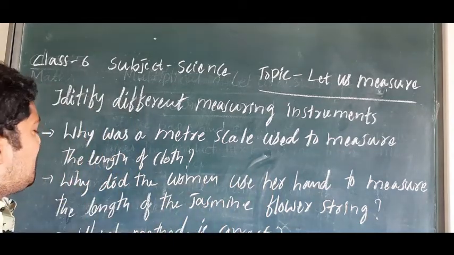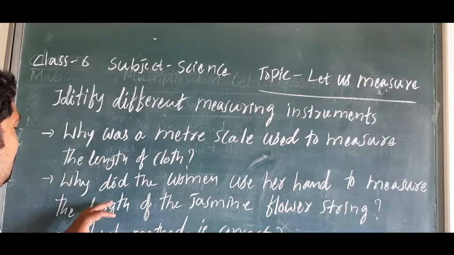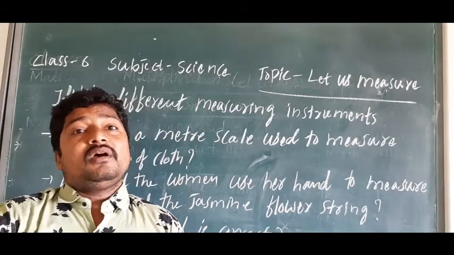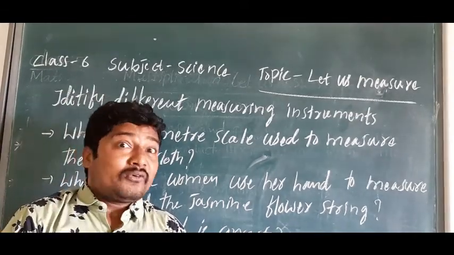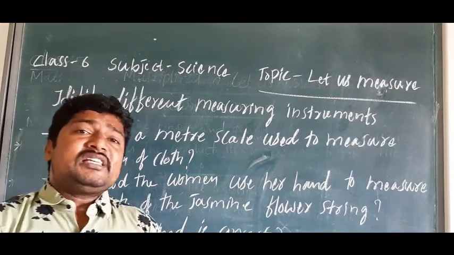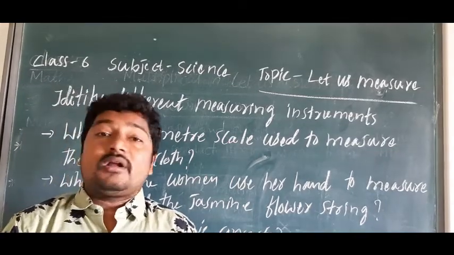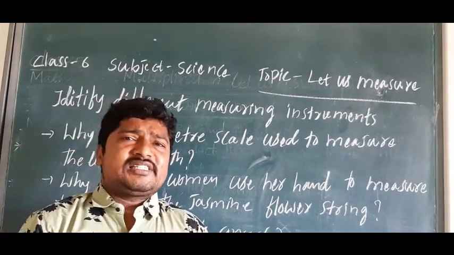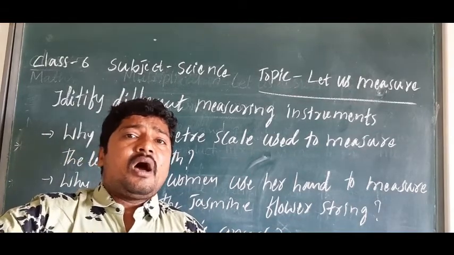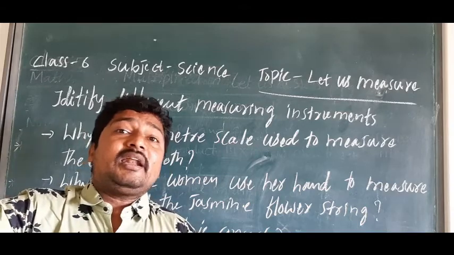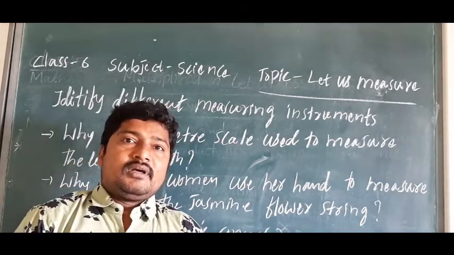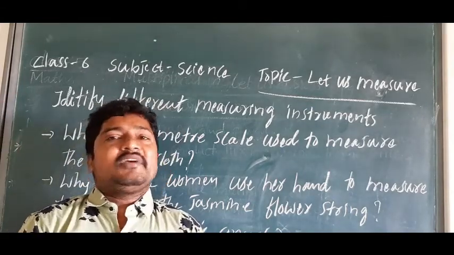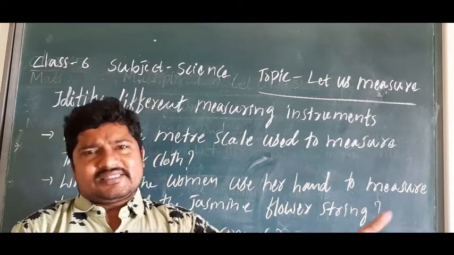Which one is the correct method, children? The first one or the second one, the metal rod, or the handspan, or the hand or foot also, isn't it? So these are the measurements. Let's see how these measurements are applicable in our daily life, how we are using them in our daily life. That is the second thing.